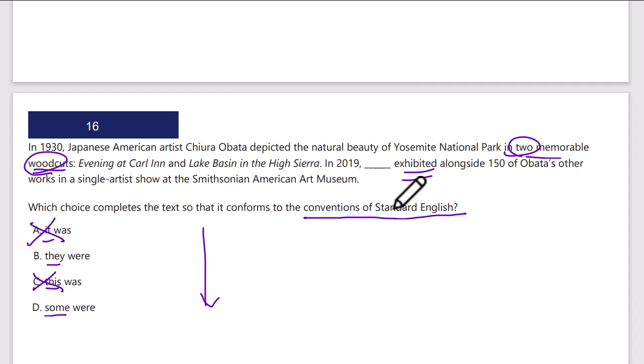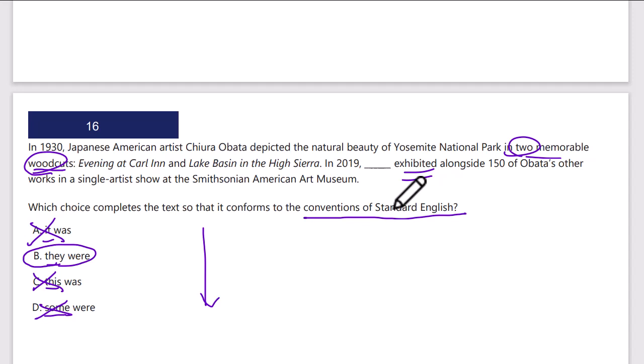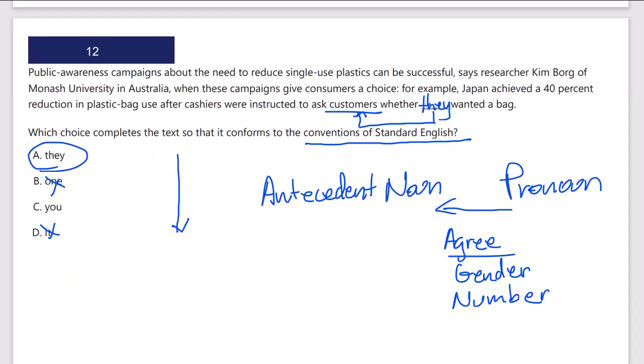Is it going to be they were or some were? In 2019, some were exhibited alongside 150 of Obata's other works. No, it's not just some. That's too vague. It's they. It's specifically those two. They were exhibited alongside 150 of Obata's other works. So it's plural and it agrees with the antecedent. And that's how we solve pronoun use problems. Identify it's a grammar question, identify pronouns on the vertical scan, and then look for the antecedent noun to get the correct agreement in gender and number.